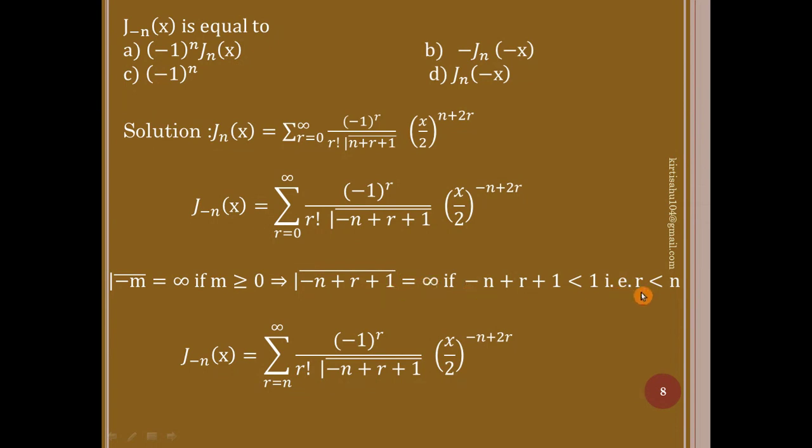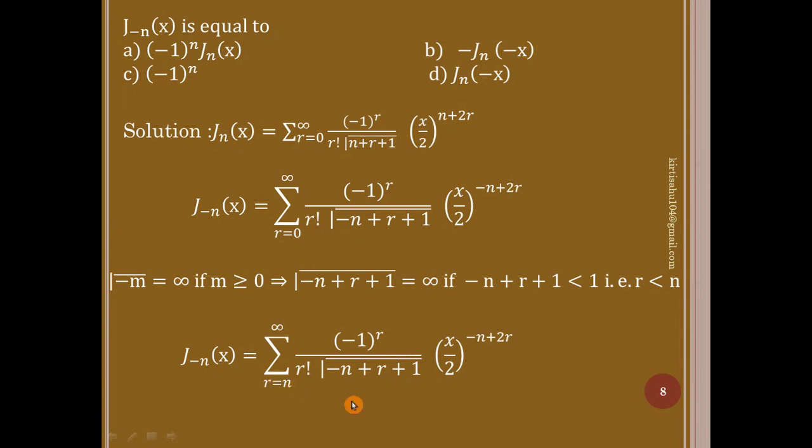So this is possible only for r less than n. Okay, so it means when r takes the value equal to n, then this will get defined. So this is defined only from r equal to n to infinity. So note the change here. I have not committed a mistake. This is according to the definition. This is defined right from r equal to n to infinity.